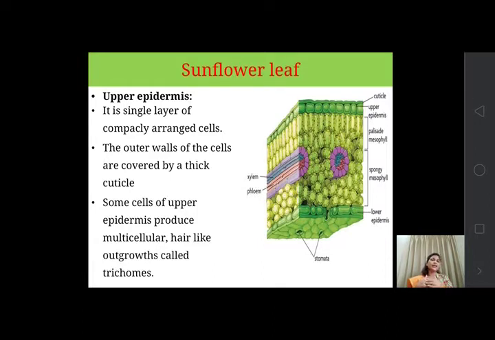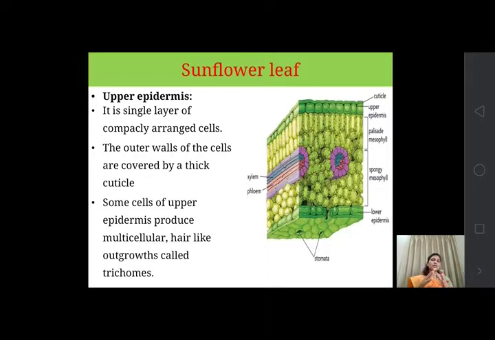So it is again an additional protective structure which develops on the leaf surface of the sunflower, so that the plant can protect itself from environmental hazards.